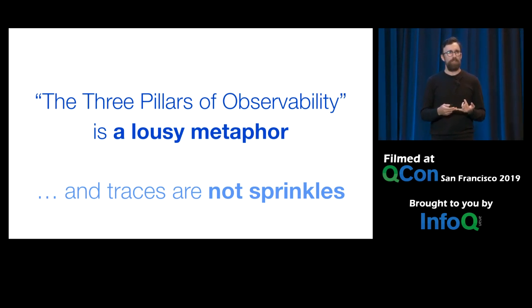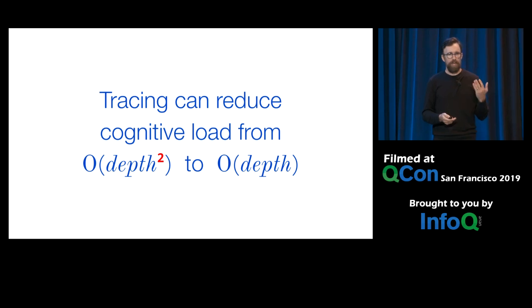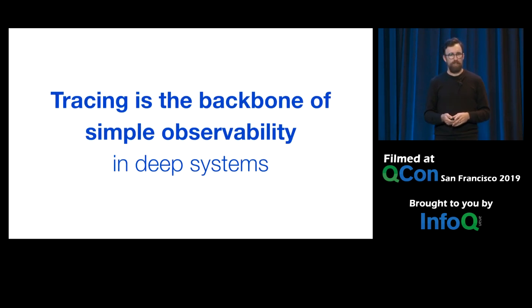So traces need to be more like the backbone because they can reduce cognitive load from the square of the depth to just the depth of your system. As I said, tracing should be the backbone for simple observability in deep systems.